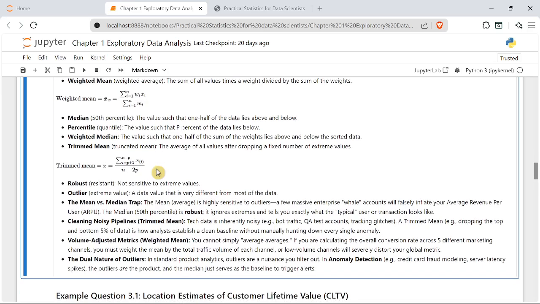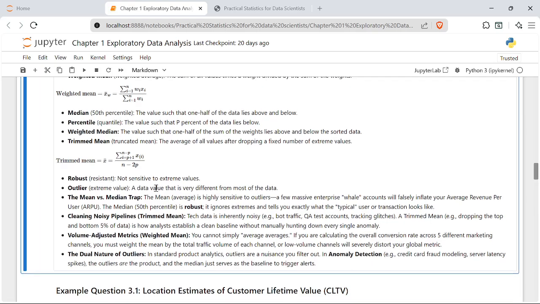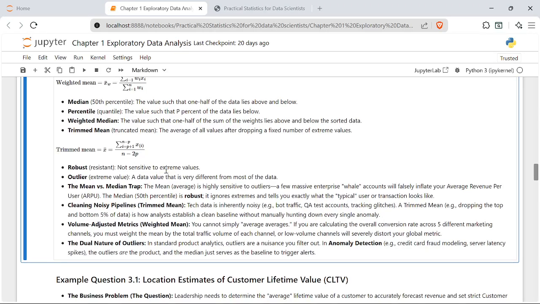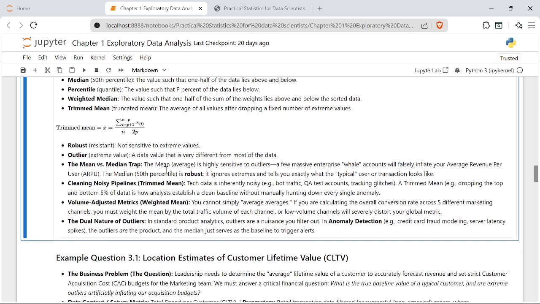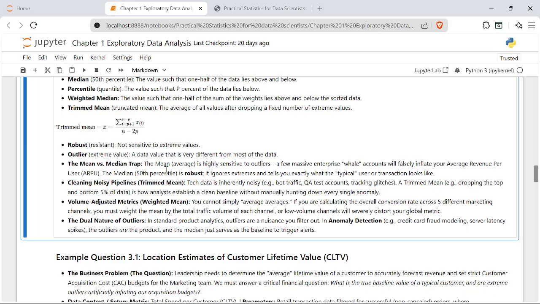Weighted median: the value such that one half of the sum of weights lies above or below the sorted data. Trimmed mean or truncated mean: the average of all values after dropping a fixed number of extreme values. Robust: data which is not sensitive to extreme values. Outlier: a data value that is very different from most of the data is known as an outlier or extreme value.